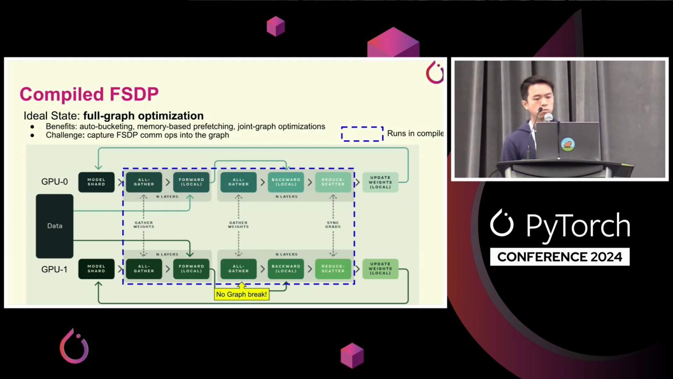The North Star that we are working towards is full graph optimization, which means that all of the operations, including communication and compute, will be in one graph. There will be no graph break within the FSDP region. The benefits are, with the full graph, we can do auto-bucketing, we can do memory-based prefetching, and we can do joint graph optimizations. The challenge is that we need to figure out how to capture the FSDP communication ops into the graph.